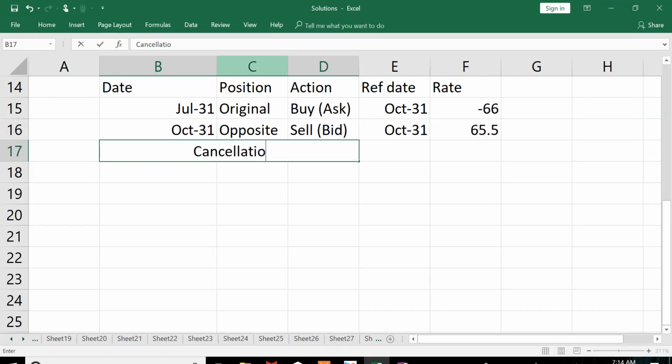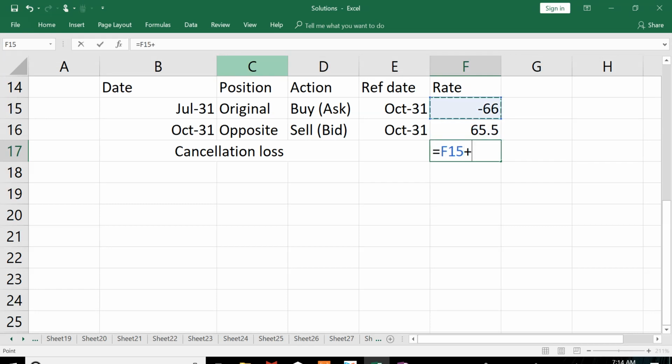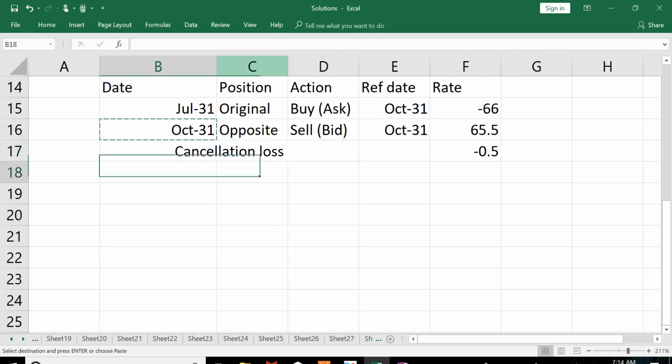Cancellation loss. This is 0.5. Cancellation loss is 0.5. Now we are not stopping at this stage. We are going ahead and taking a next set of contract. The next set of contract is on October 31.